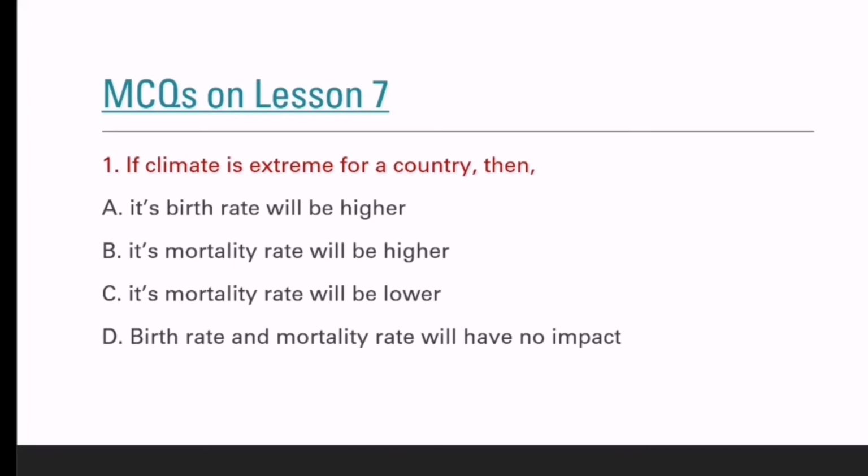The first question is, if climate is extreme for a country, then the options are given like that. A. Its birth rate will be higher. B. Its mortality rate will be higher. C. Its mortality rate will be lower. And D. Birth rate and mortality rate will have no impact. Well, the answer to this question will be B. Its mortality rate will be higher, as we have already read that if climate is extreme for a country, it increases the rate of mortality.